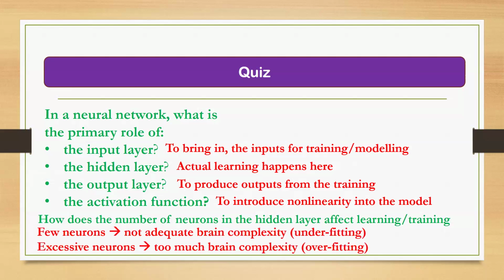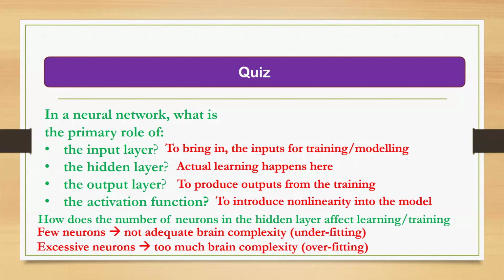And how does the number of neurons in the hidden layer affect the model? Fewer neurons mean the brain is not adequate, so it can underfit, so it won't learn enough. But when you have excessive neurons, it's also a problem. It means that the brain is too complex. It causes overfitting. In the human brain, we say it causes it to cram the data, to memorize the data. And we know cramming is not a good way of learning things, even for human beings.